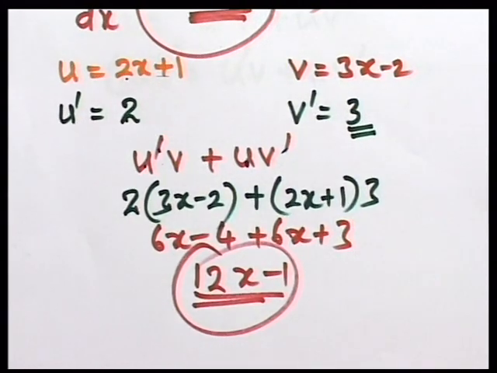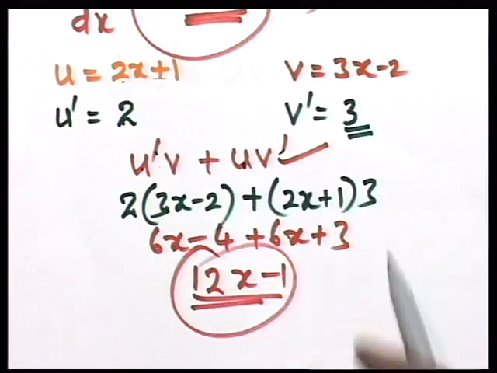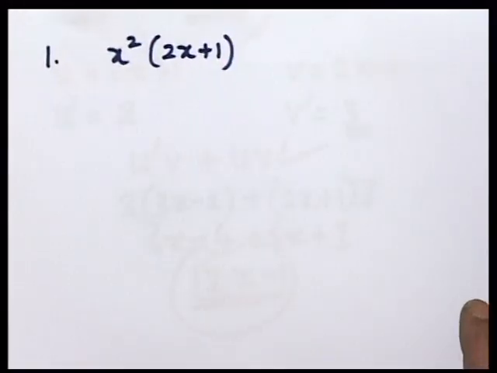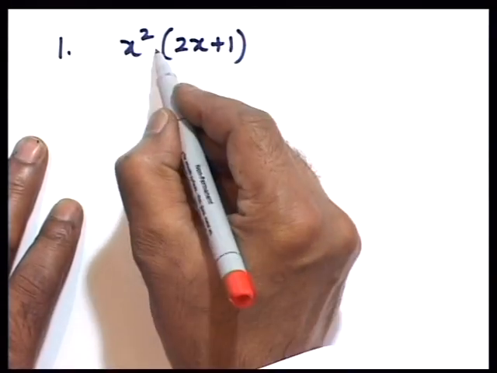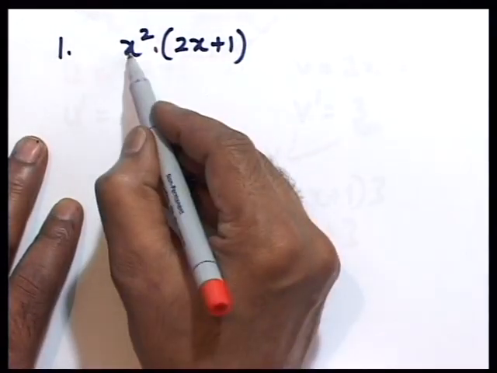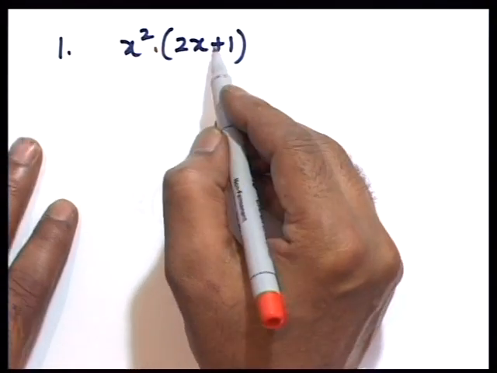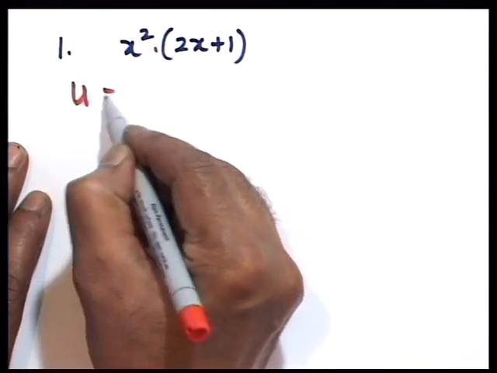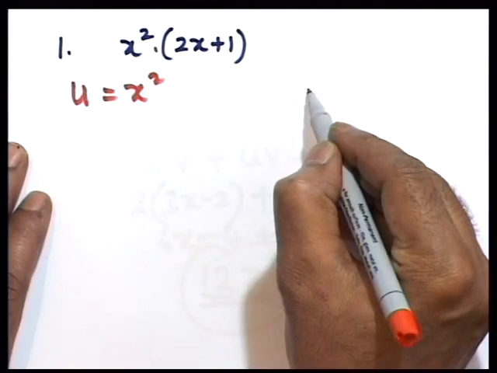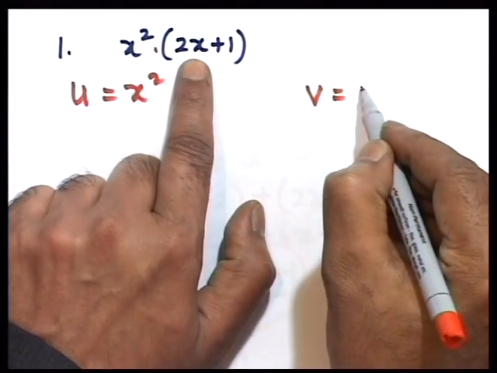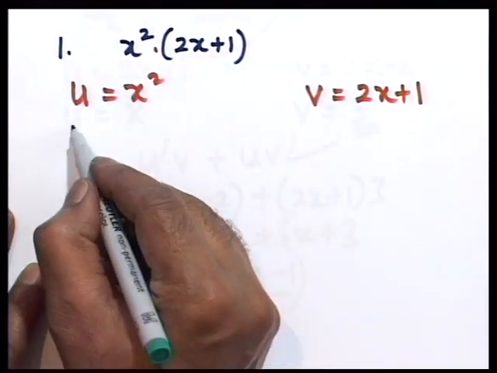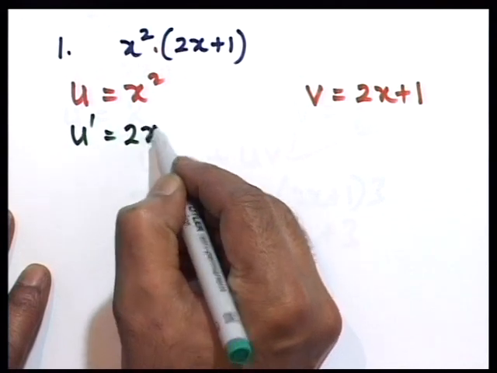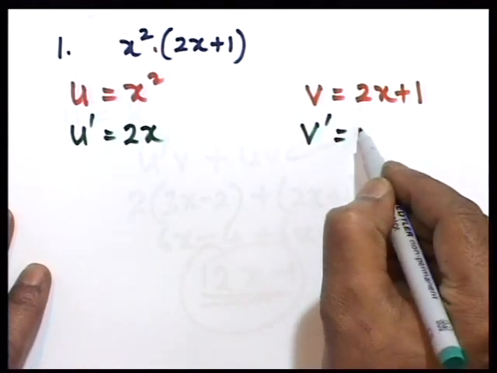Okay, so we understood the meaning of the product rule. Just remember that u dash v plus u v dash. I have a question here. Let's try example 1. Do we have two functions? There's a times sign between them. So that's the function f(x), that's g(x). So let u equal x squared, and then say v equals the second bracket, which is 2x plus 1. Now simply go and find what's u dash. It's 2x. And v dash will be 2.